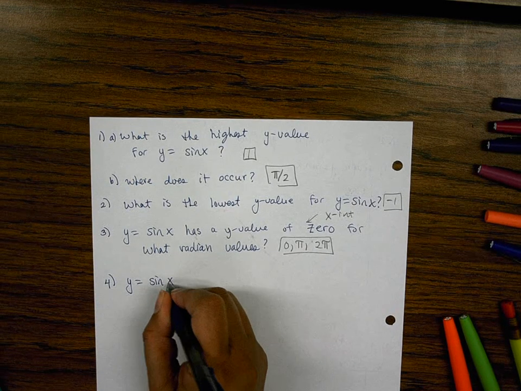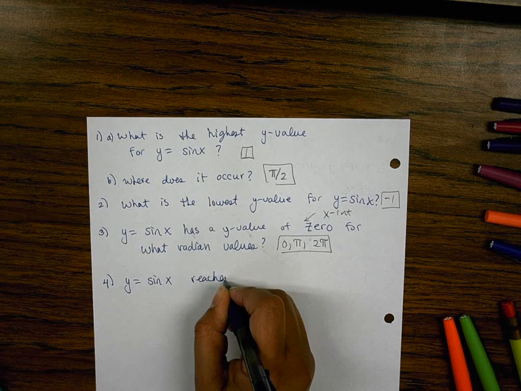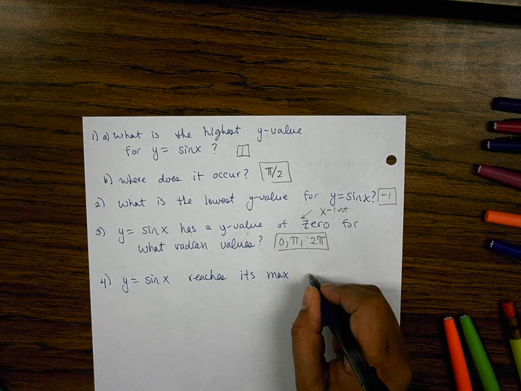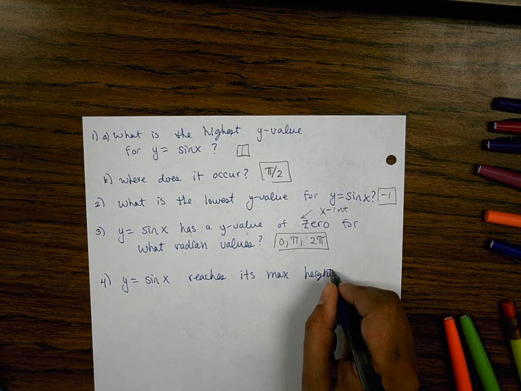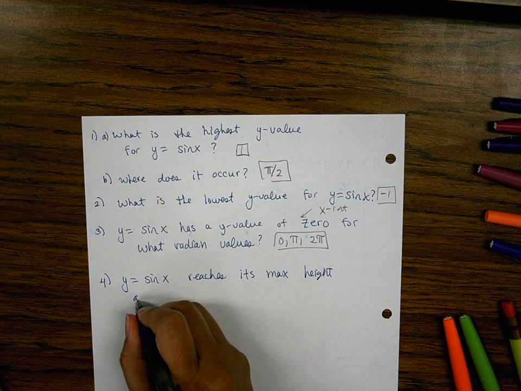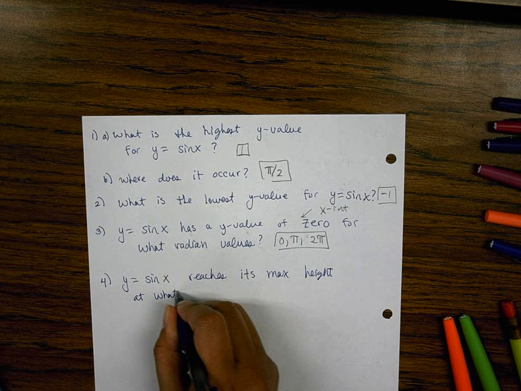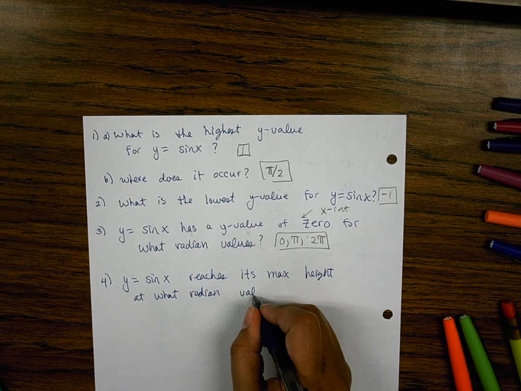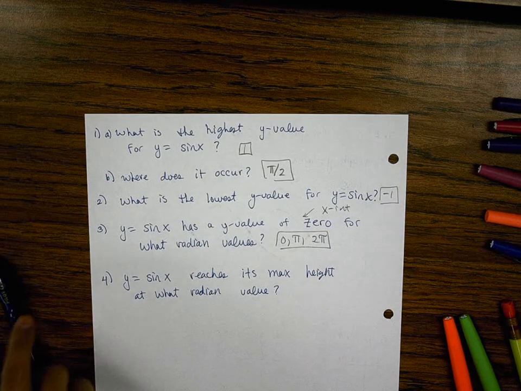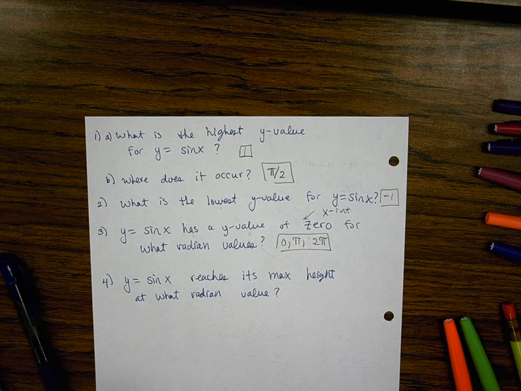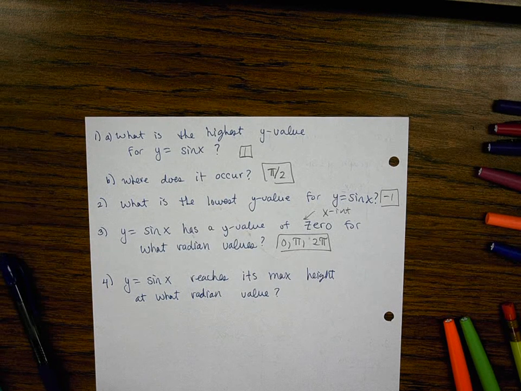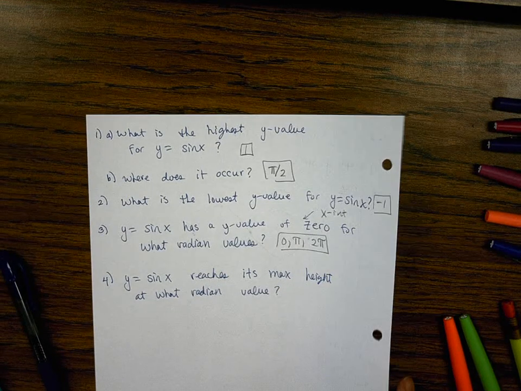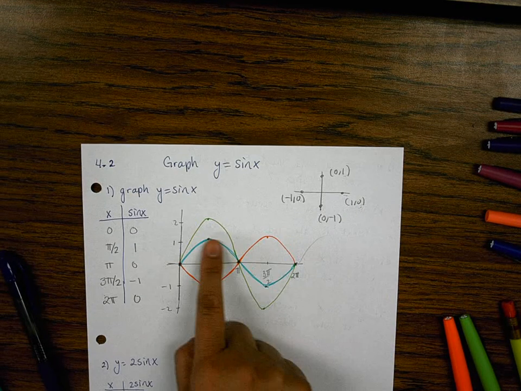Number 4, y equals sine x reaches its max height at what radian value? Now, I've already asked you this question before. It's just another way of asking. Y equals sine x reaches its max height at what radian value?